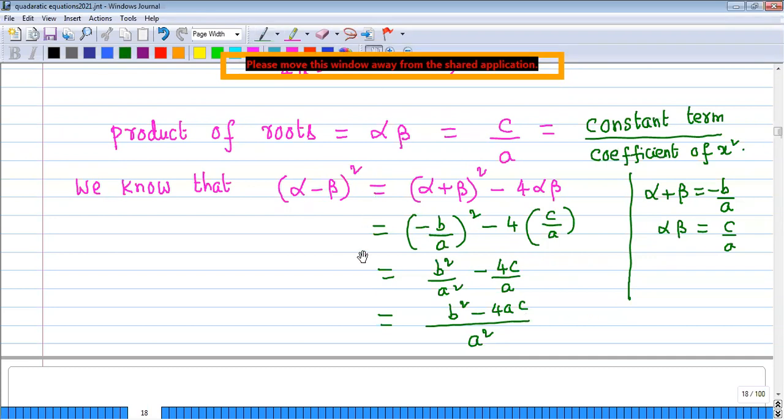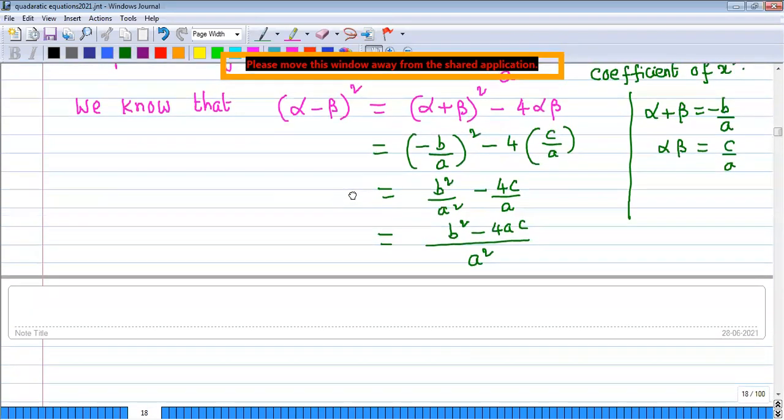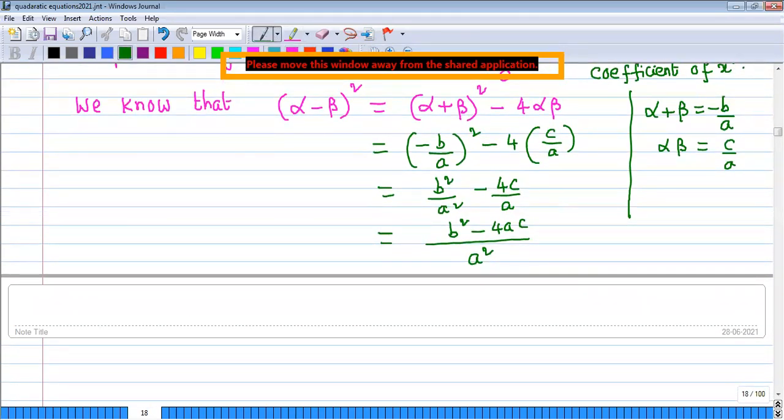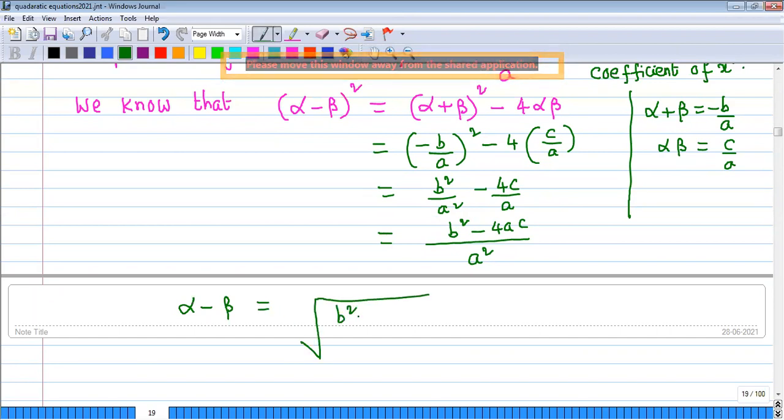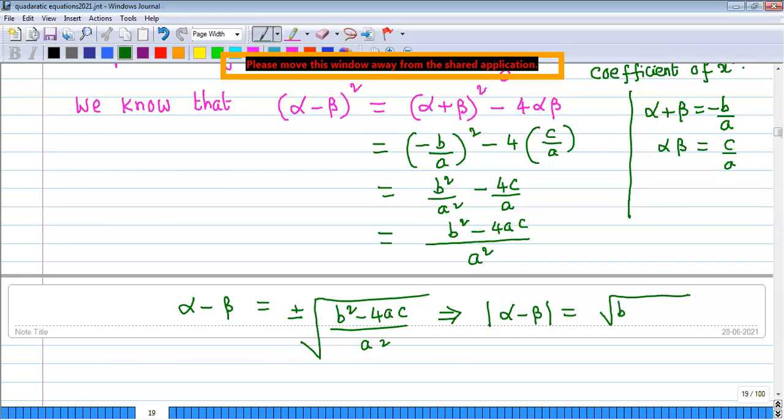So that means now we get alpha minus beta is equal to root over b square minus 4ac upon a square. But you get a plus or minus sign. So in order to avoid the plus or minus sign, better you take the modulus. Modulus means always positive. Mod of alpha minus beta is equal to root of b square minus 4ac upon root of a square. Root of a square means we do not know whether it is positive or negative, so you put mod a here. So this is the difference of the roots.